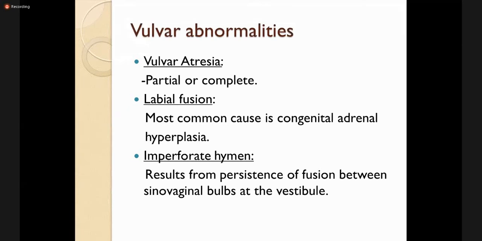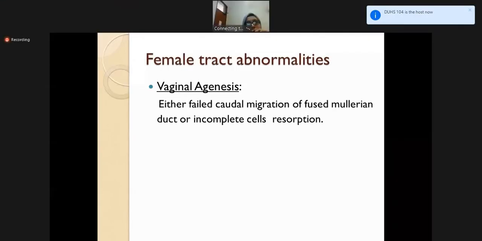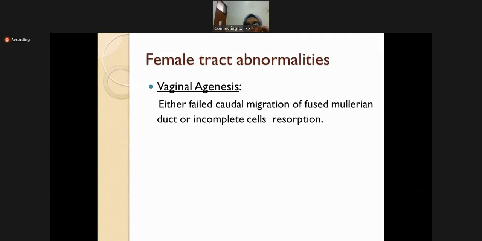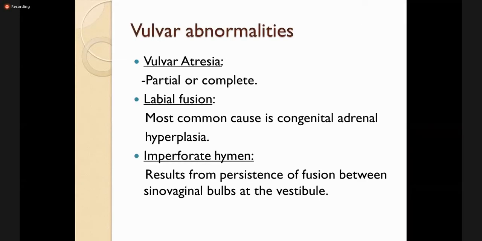Imperforate hymen results from persistence of fusion between the sino-vaginal bulbs at the vestibule. Another one is vaginal agenesis. Vaginal agenesis is either due to failed caudal migration of the fused mullerian system, or due to incomplete resorption of cells of the mullerian system. Either of the two can be the cause of vaginal agenesis, but these abnormalities are rare. Imperforate hymen and labial fusion are the two most common vulval abnormalities seen in gynecological practice.